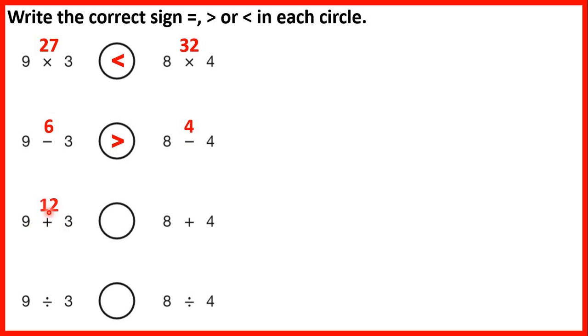9 plus 3 is 12, and 8 plus 4 is 12 as well. So that means 9 plus 3 is equal to 8 plus 4, because we have the same on both sides. And 9 divided by 3 is 3, because 3 times 3 is 9. And 8 divided by 4 is 2, because 2 times 4 is 8. So because 3 is greater than 2, that means 9 divided by 3 is greater than 8 divided by 4.